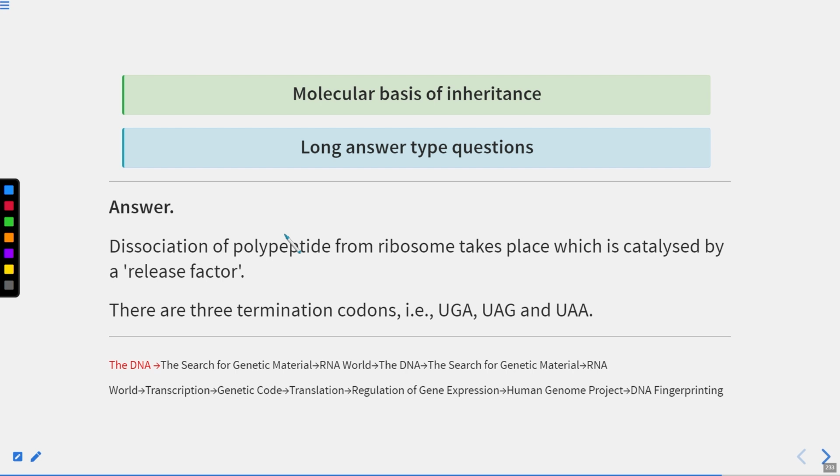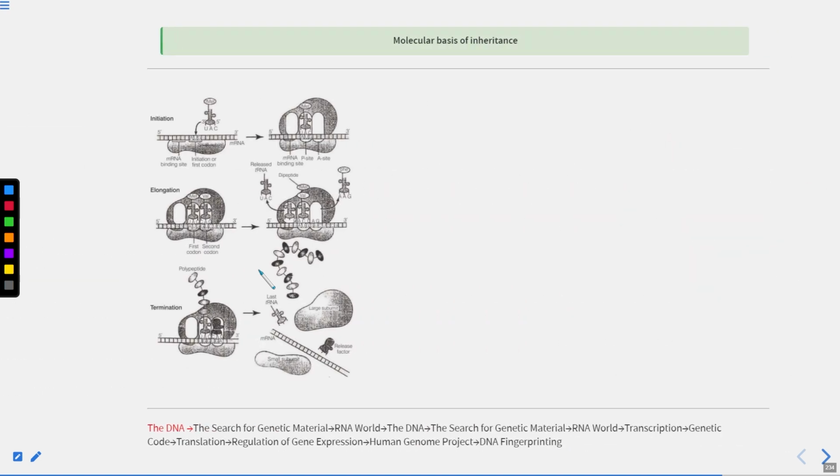Now there are 3 termination codons, I've already told you. One is UGA, second is UAG, and third is UAA. These are clear. Termination codons are also known as stop codons or nonsense codons. So whenever the transfer RNA present in the A site comes across these termination codons, termination will stop and the release factor will come and dissociate the polypeptide from the ribosome.